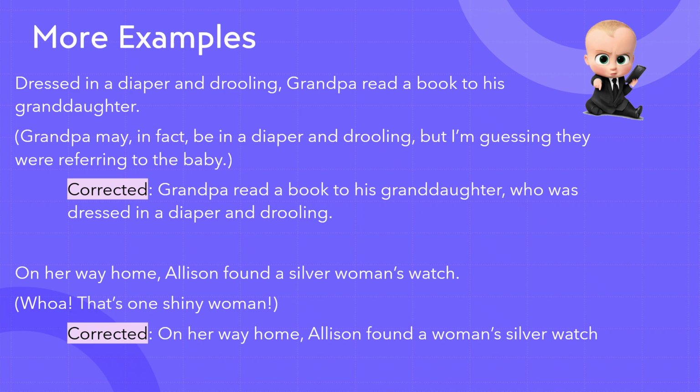So the corrected version: on her way home, Allison found a woman's silver watch. Just realized it's missing punctuation here. I don't like that. Allison found a woman's silver watch. The silver is now right before watch, and taken literally, there's no way this could apply to woman anymore. Silver is an adjective that applies to watch. So with misplaced modifiers, it's a matter of repositioning.